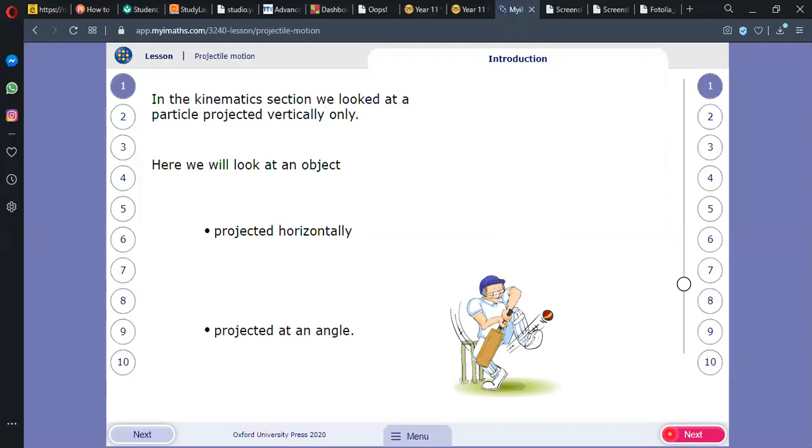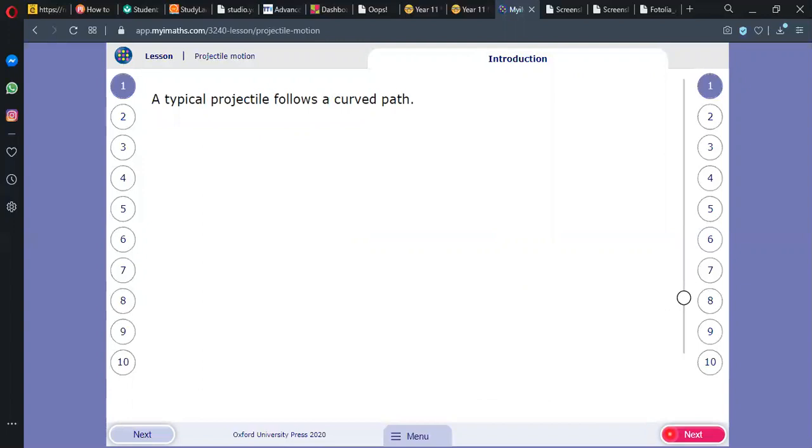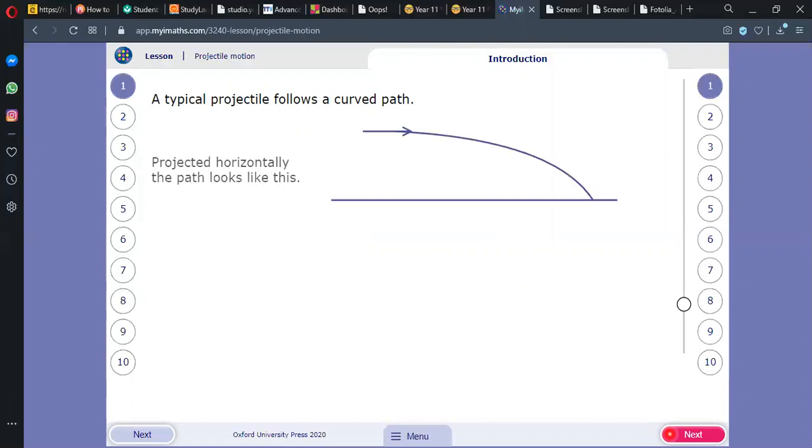But here we want to look at particles, or objects, that are projected horizontally, also projected at an angle, okay? So a typical projectile follows a curved path, because when you project an object, it must actually have a path, like a trajectory, that the object would move along.